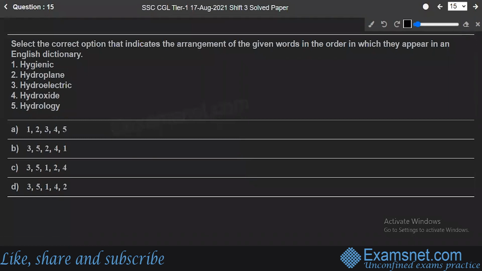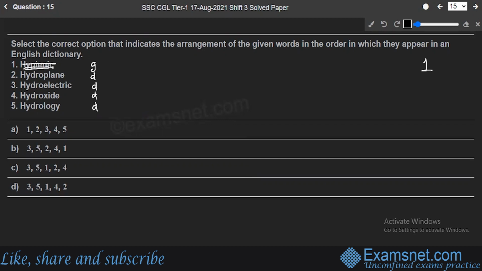So according to all these words, H is common, so there is no point in seeing this. H is common in everything, right? And then you have Y also. H, Y, they are there in every word. In the first one the next letter is G. The next letter is D in the second case. So one thing is for sure, D comes before G. So that means this word, hygienic, is at the last position.